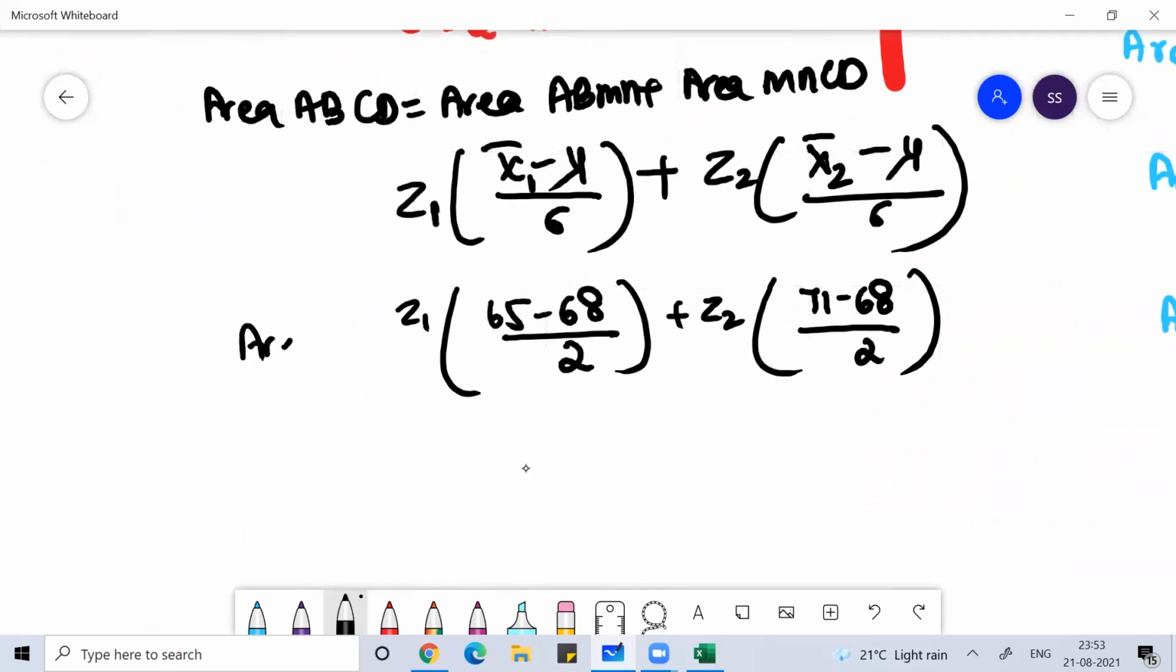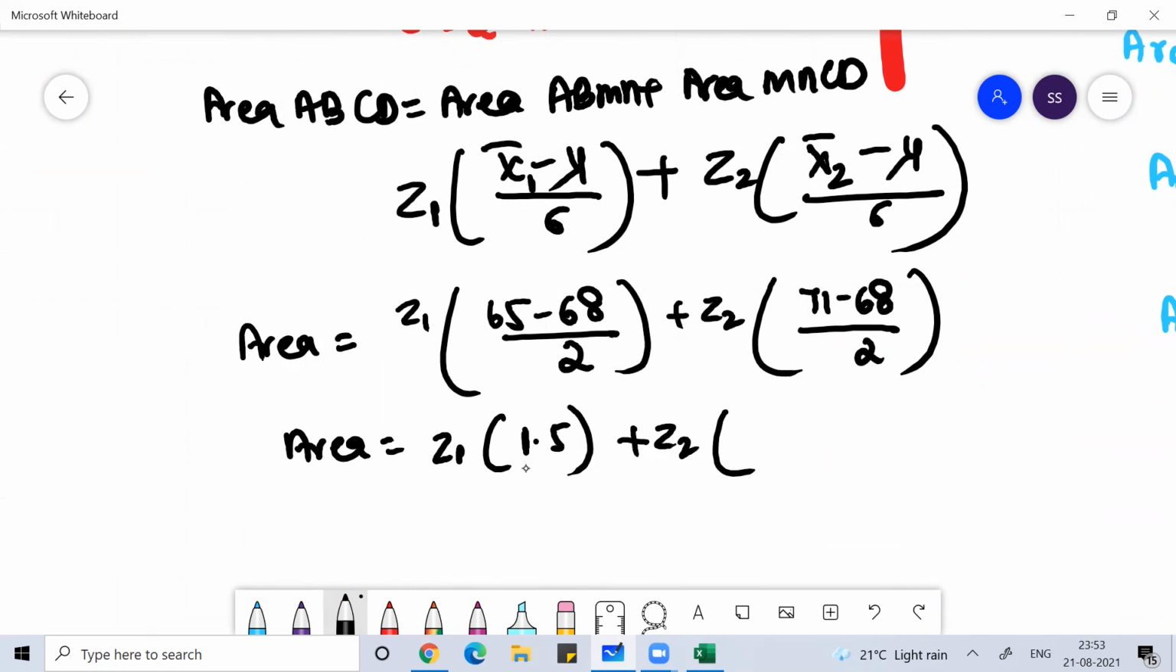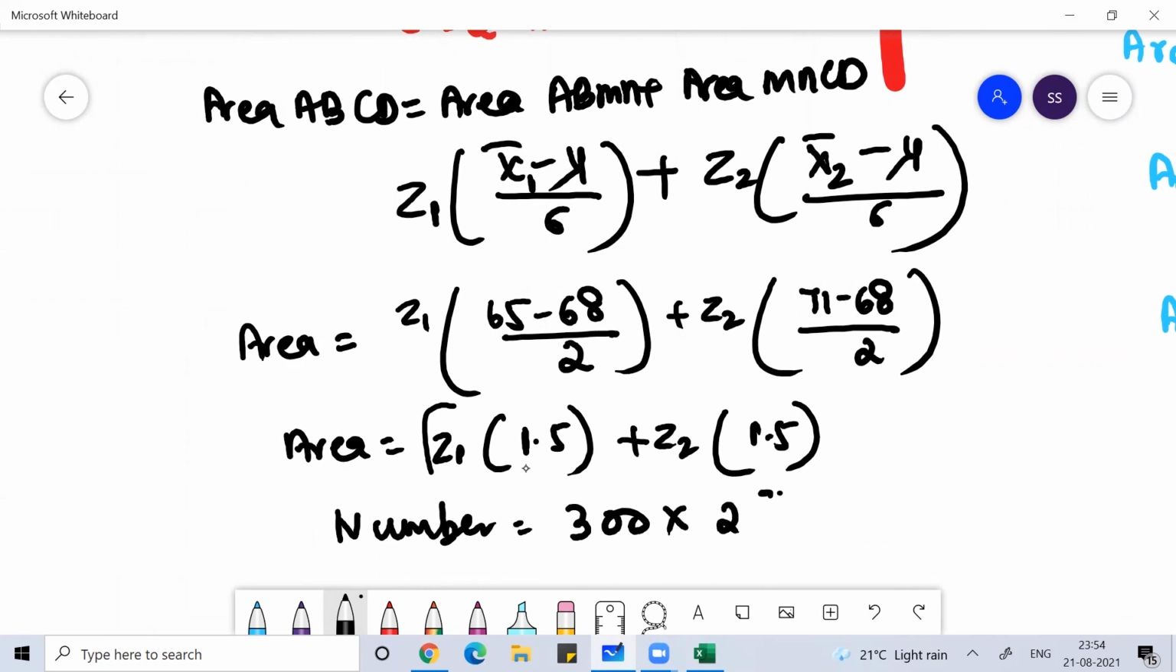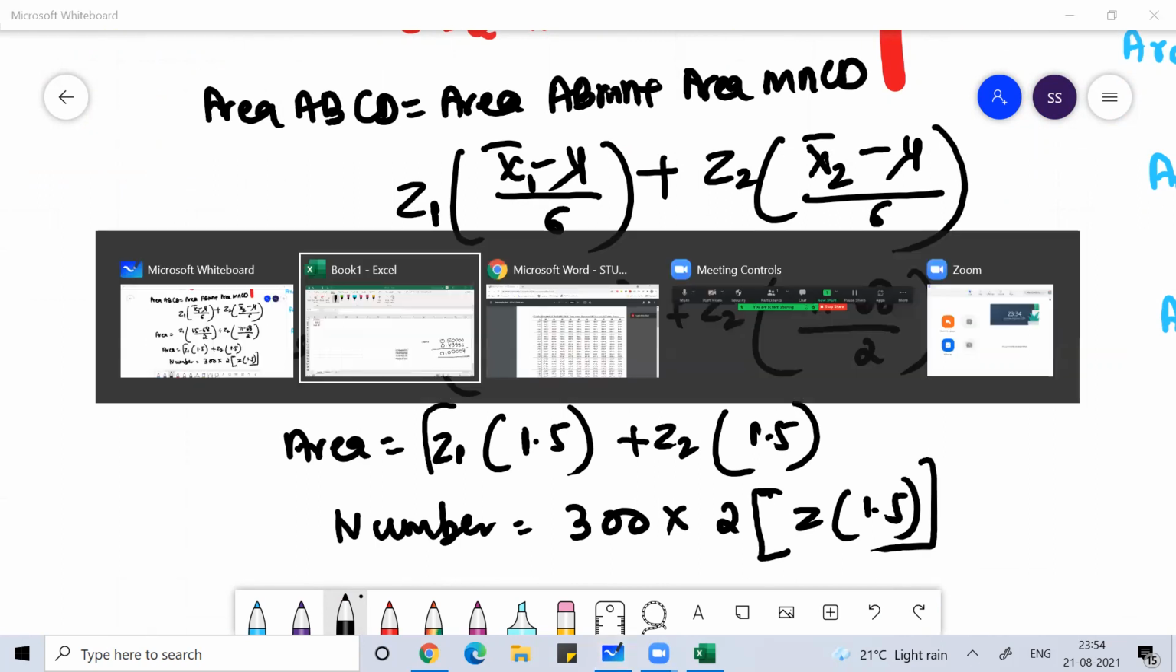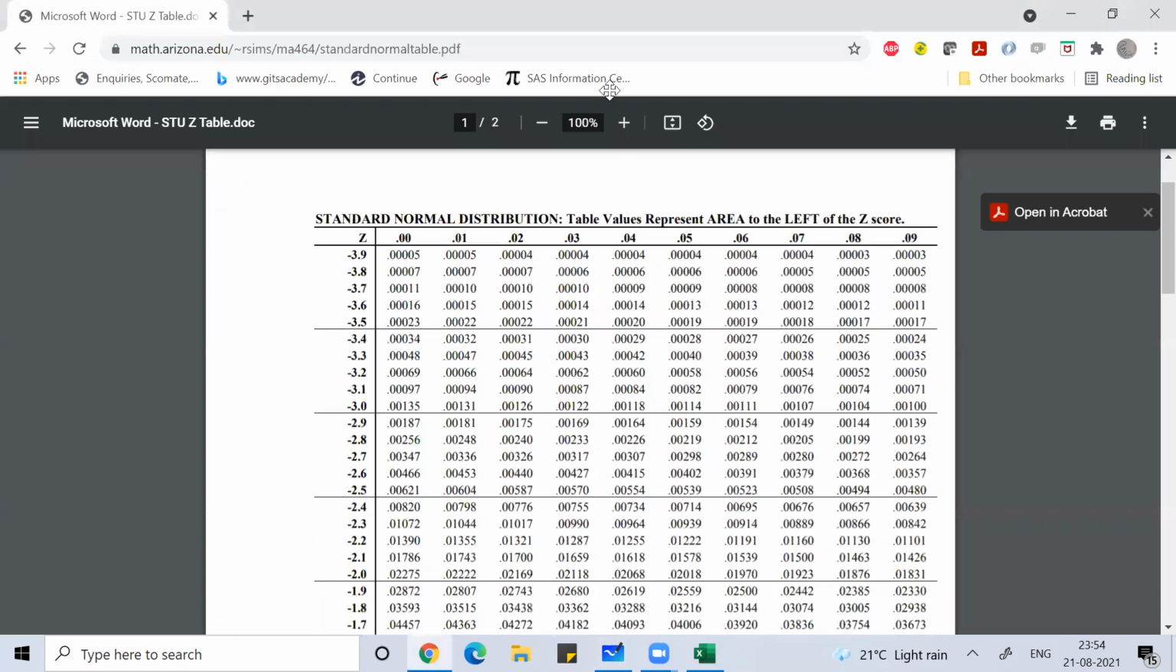So the area here, Z1, is 1.5. This area, Z2, is 1.5. You just need to find the area, and for the number, just multiply that with 300. Find this Z area for 1.5, then multiply 2 times that, multiply with 300 to get the number.